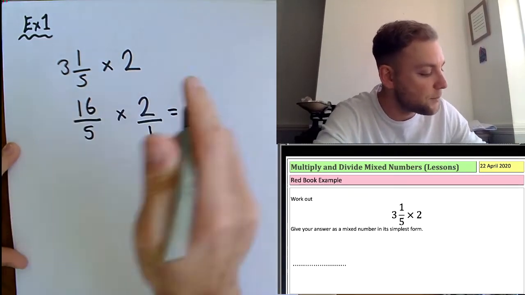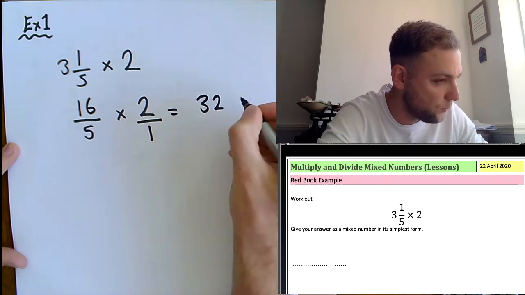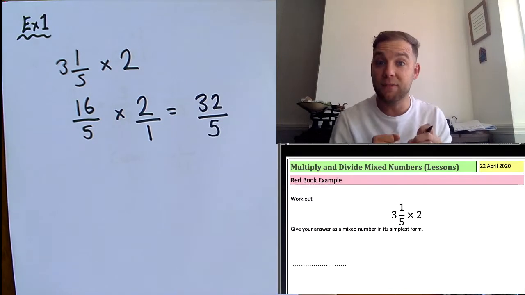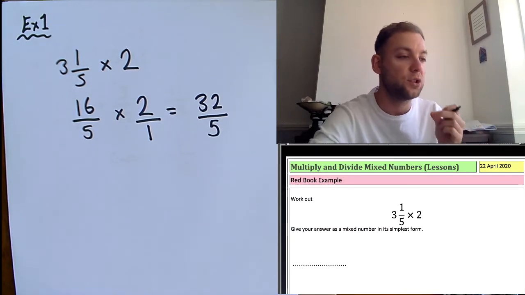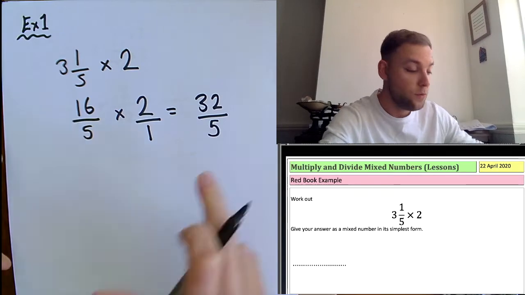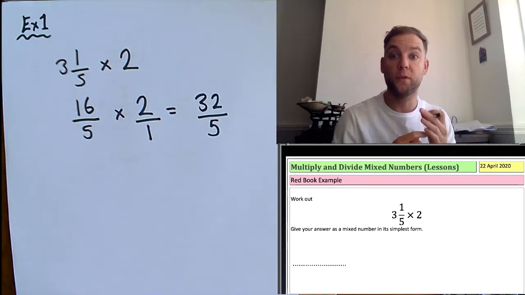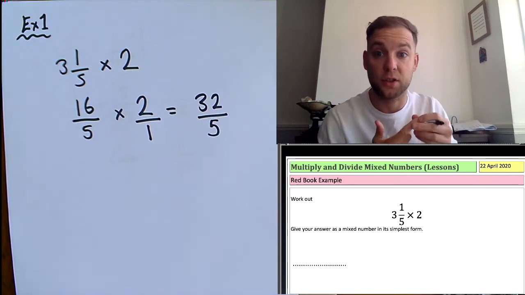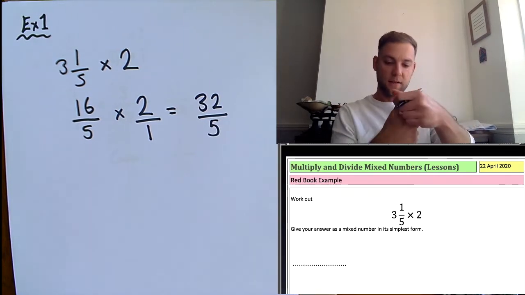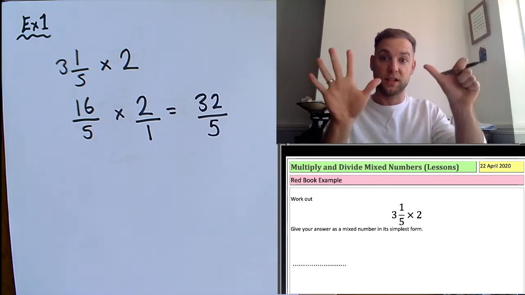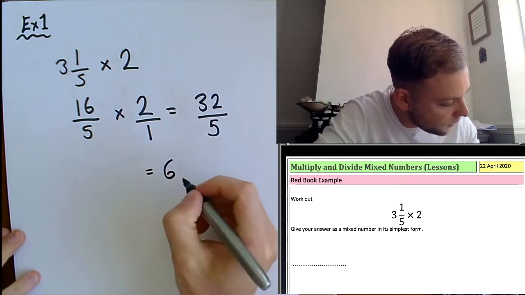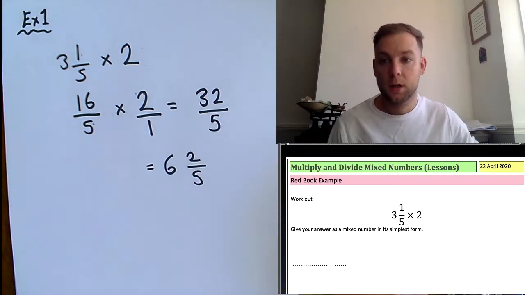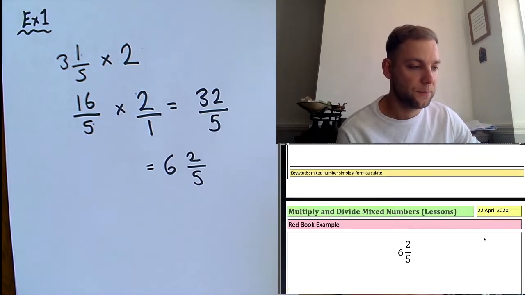So it's 16 times 2, which is 32, all over 5 times 1, which is 5. We haven't actually finished there, because it says give your answer as a mixed number in its simplest form, and this is an improper fraction. So we have to write it as a mixed number. The question we ask is how many times does 5 go into 32 and what's left over? 5, 10, 15, 20, 25, 30. So it goes in 6 times with 2/5 left over. And that question is done. Let's have a look at our next question.